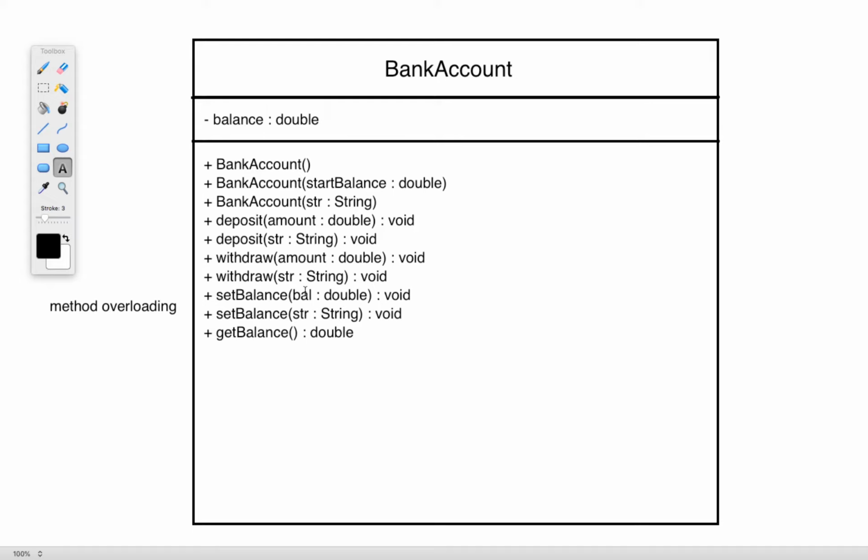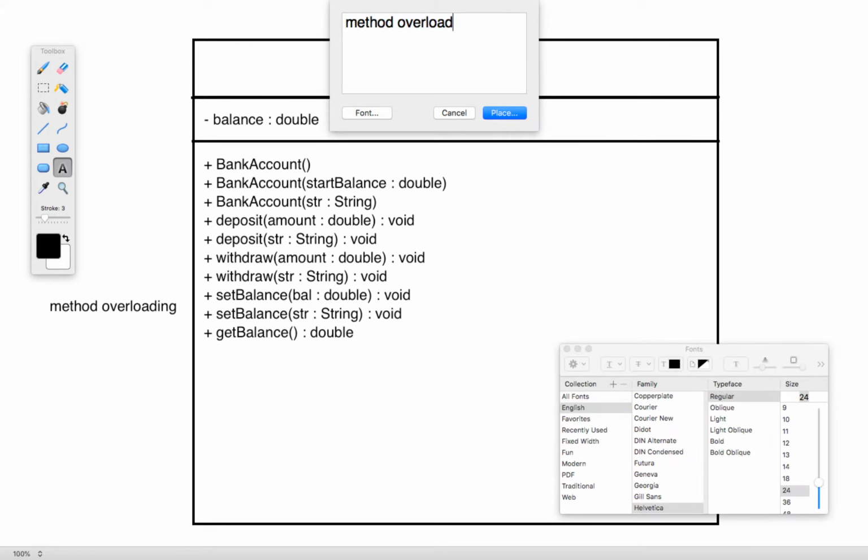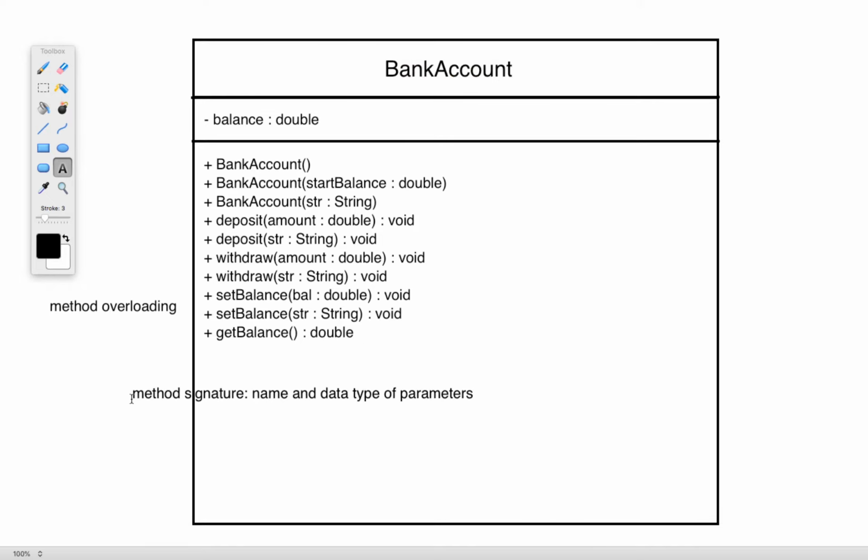So the method signature is going to consist of two things. This consists of the name and data type of parameters. Okay, we'll place that just underneath it right here. The reason that the method signature is dependent on these two characteristics of our method, the name and the data type of the parameters, is because of what happens whenever we call a method.